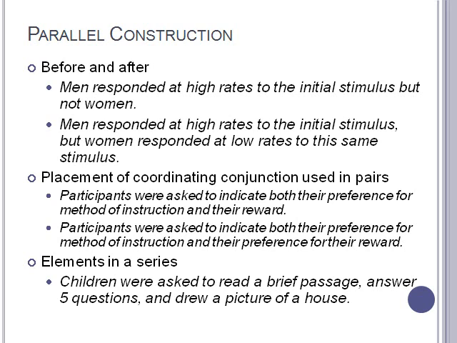And the easiest way to check this is to take them kind of one at a time. So children were asked to read a brief passage. Children were asked to answer 5 questions. Children were asked to draw a picture. How can you ask somebody to draw a picture? It doesn't make sense. So again, if you break each part of the series out and put it back with the verb before the series began, it can often help you clarify whether or not you've got appropriate parallel construction or not.